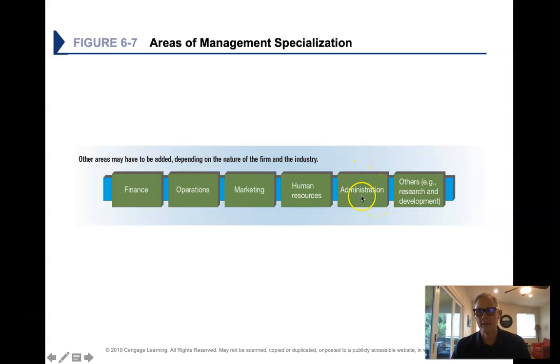They could be, again, potentially sales managers, they could be administrative managers. And then others would include research and development, and any other one that doesn't really fit within these organization structures here, these management structures. Okay.